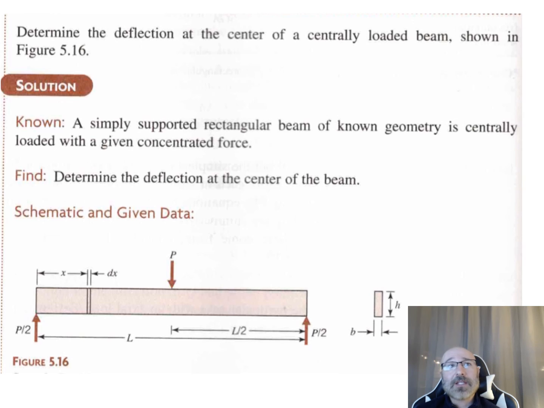So now let's take a look at an example problem here. So in this problem here, they ask us to determine the deflection at the center. So we're dealing with the center of this here. We know the distance, the location of a centrally loaded beam. So we can see that in our diagram below.